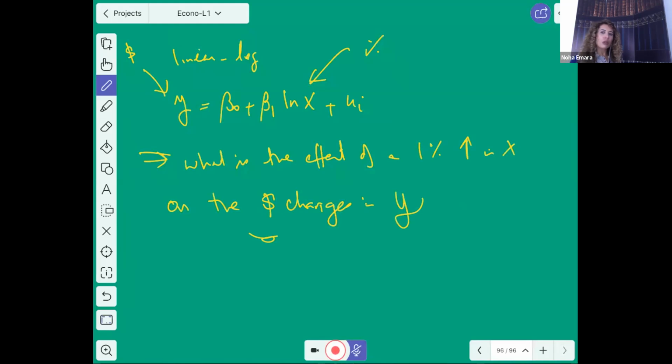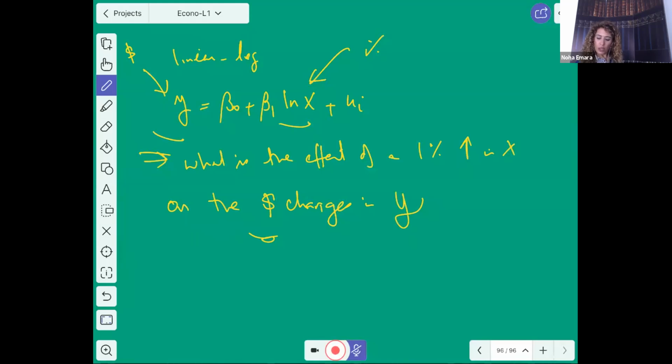So in this type of model, I would be interested in the fact that x is in percentages, y is in dollars. Like, what is the effect of a percentage change, of a 1% increase in experience, on the dollar change in my wage?